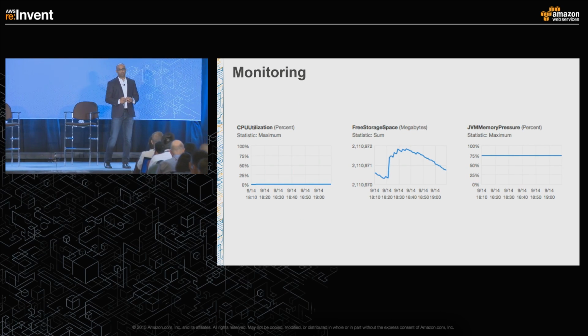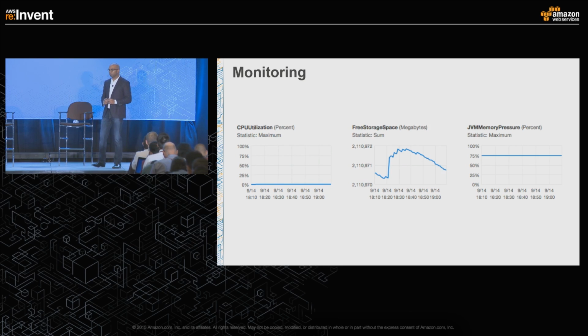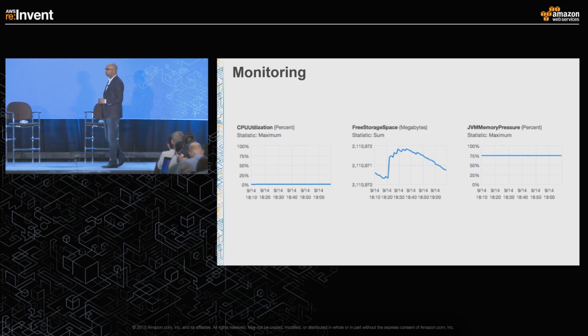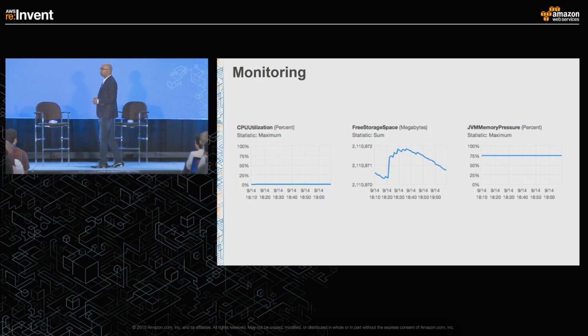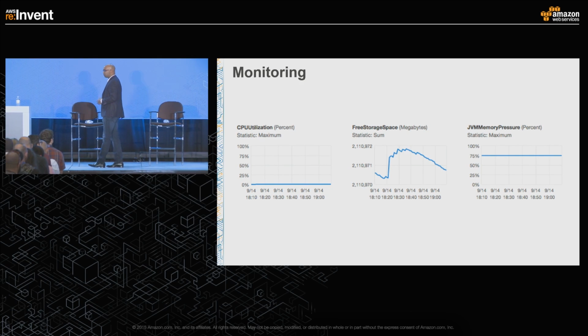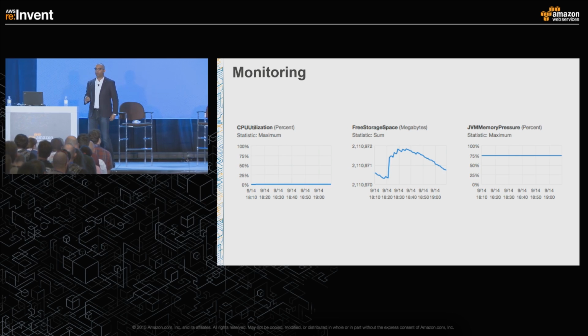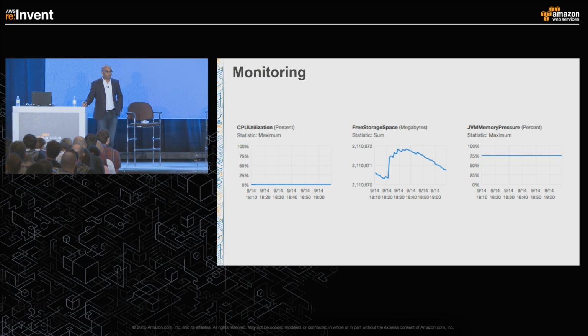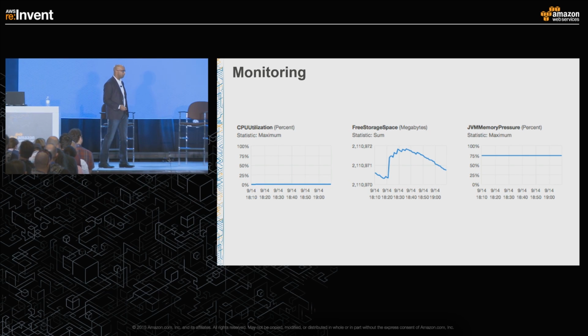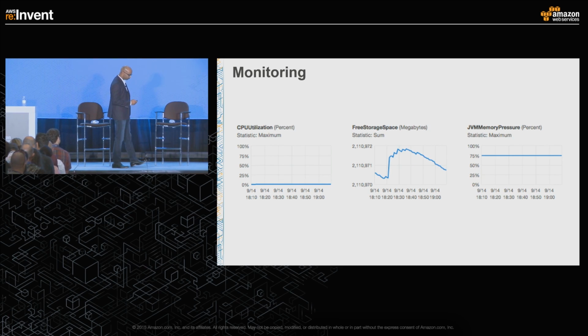The service actually emits 17 different metrics about the performance of your domain to CloudWatch. The screen just shows you a couple of them here. Those 17 metrics, you can access either through the CloudWatch console or through the monitoring tab in the Amazon Elasticsearch service console. You can also get access to those metrics through the API, through our SDK as well.